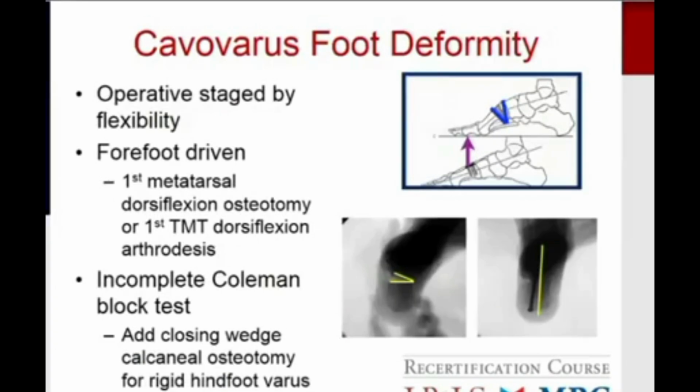If we have a forefoot-driven cavo-varus deformity, makes sense, we want to offload the forefoot. So we do some type of first metatarsal dorsiflexion osteotomy or dorsiflexion arthrodesis at the first metatarsal cuneiform joint to lift up that medial column, take the tension off it, and decompress that varus deformity. If they have an incomplete Coleman block test and the hindfoot is still in varus after you've offloaded that first ray, you must add a closing wedge calcaneal osteotomy to decompress that joint surface and, more important, derotate the hindfoot so it now achieves a plantigrade foot and you eradicate that cavo-varus deformity.